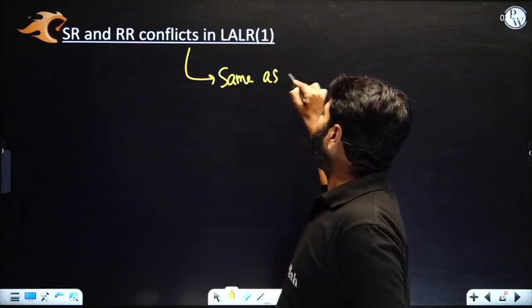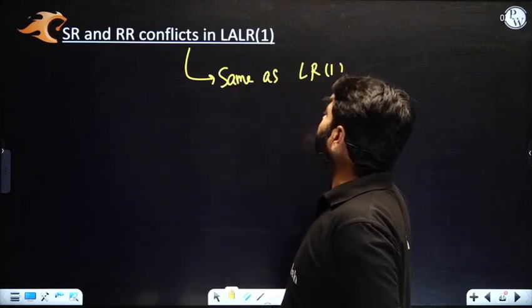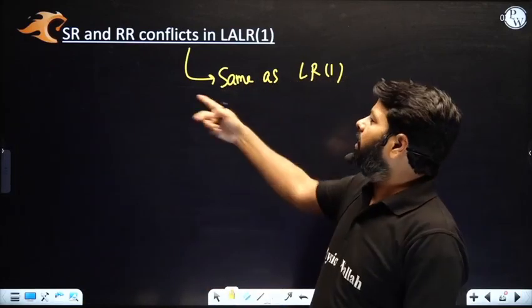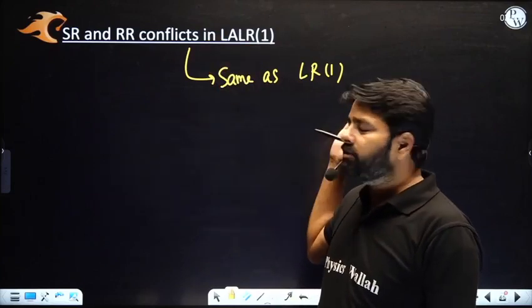Checking is same as LR1. Only the thing is, the diagram is different. You may combine, but the way you check is the same. Conflict checking is same as CLR1.